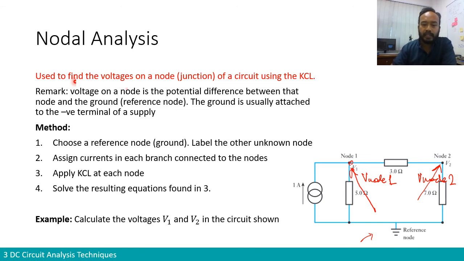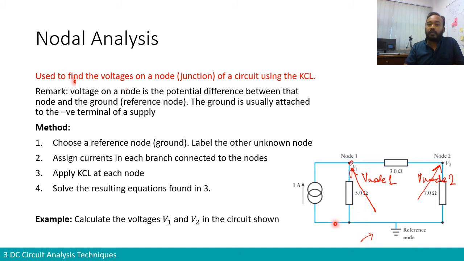Okay, so what is the method? The first thing: usually we have this circuit without any ground. You may be given a ground or you may not. What we need to do first is choose a reference ground, so we assign a ground to the circuit. The usual practice is that the ground is attached to the negative terminal of a supply. For example, here we have a current supply that pushes 1 amp out of it, so here is the negative terminal of the current supply. Usually we put the grounding or reference node at the negative terminal.